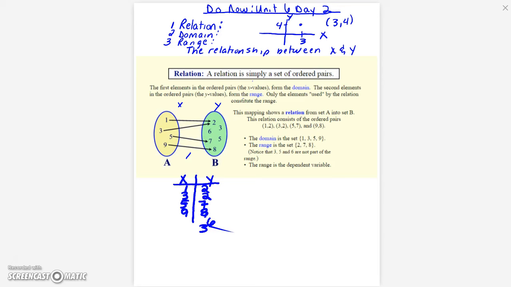But for right now, make sure you have the definition of relation. A relation is simply a set of ordered pairs. The definition of domain, which is the x value of those ordered pairs. And the definition of range, which is the y value of those ordered pairs. When you're done with this, turn the video off and be ready to give me your attention.